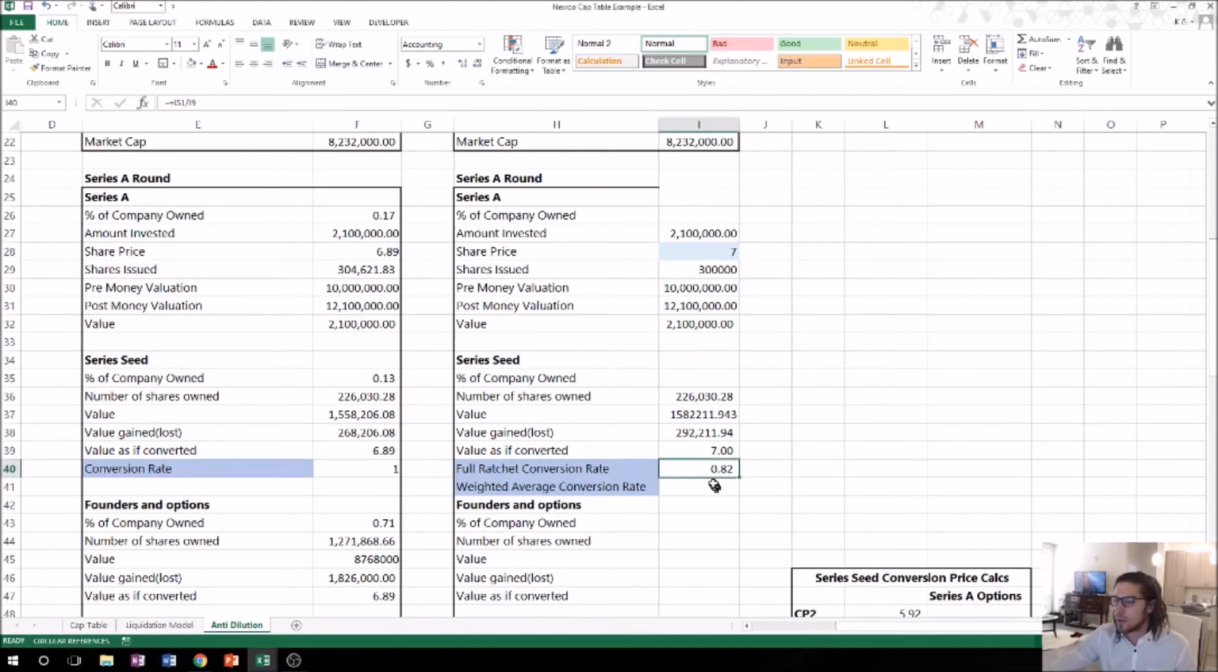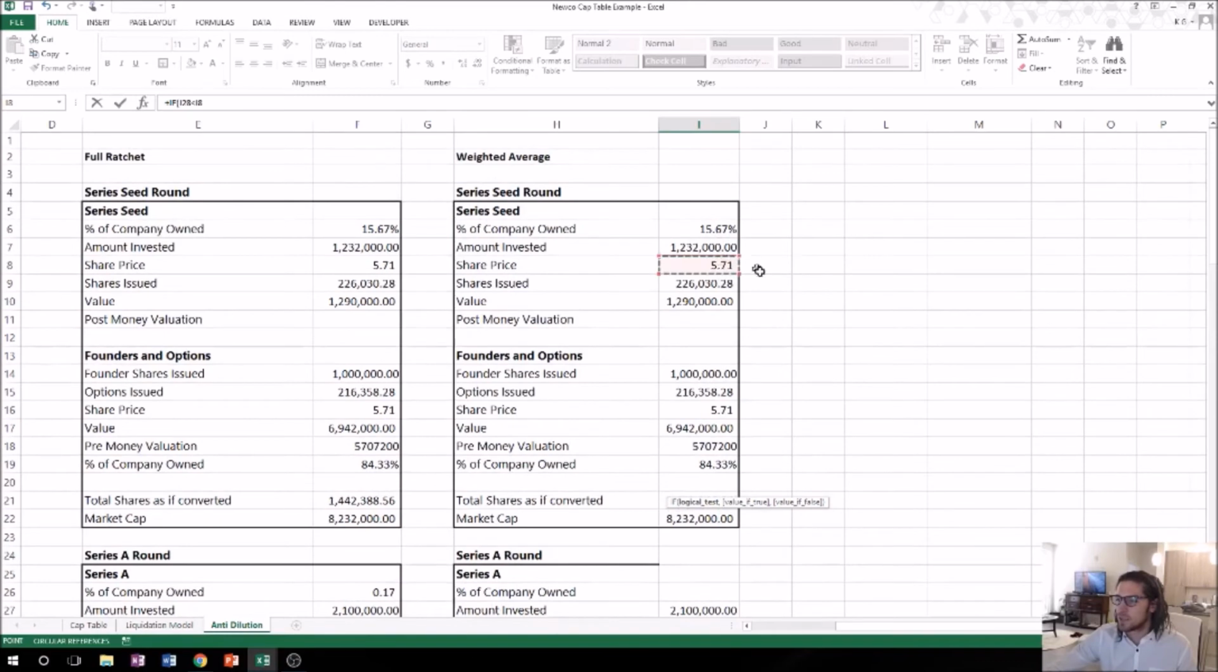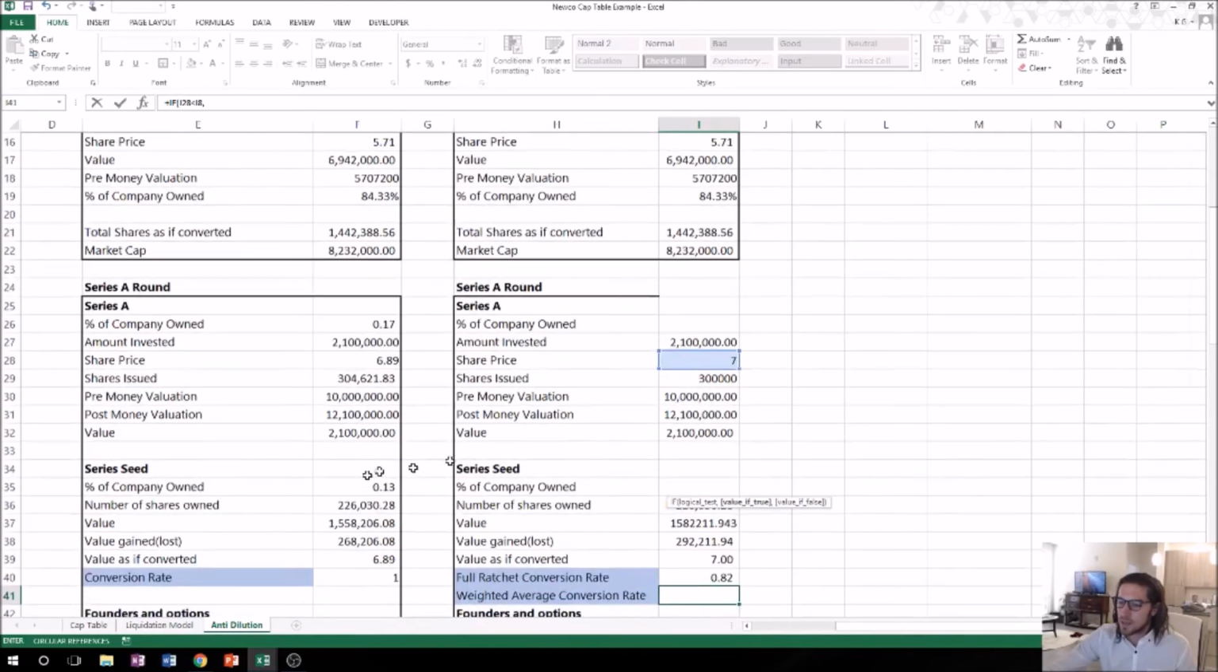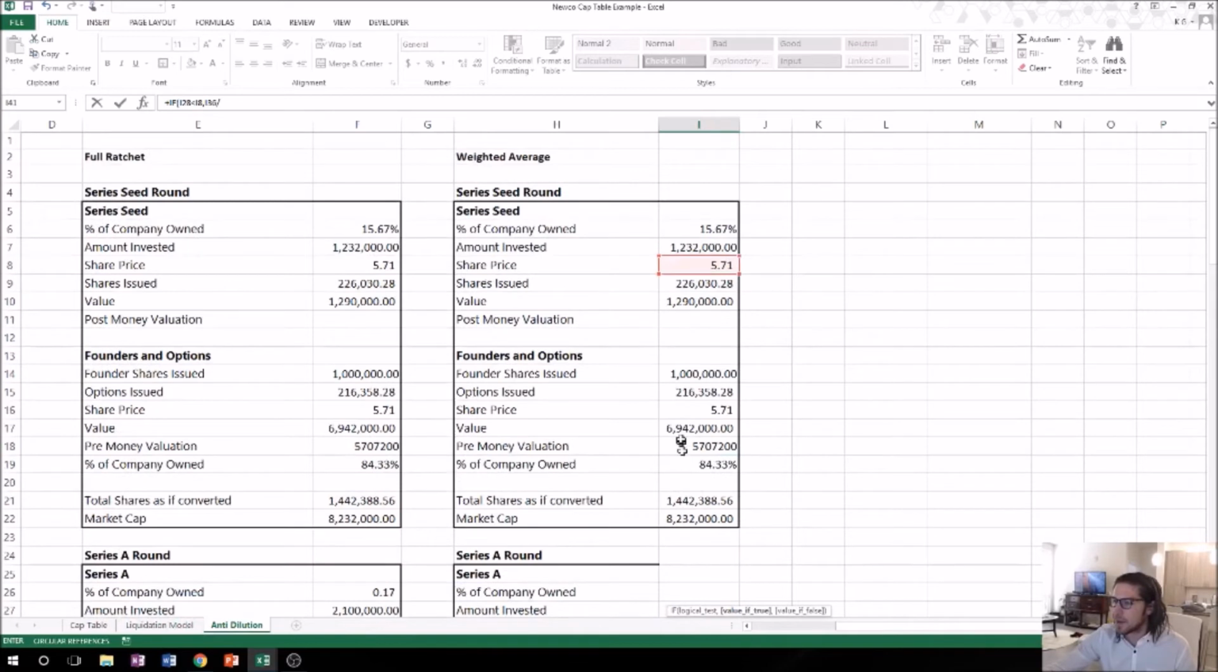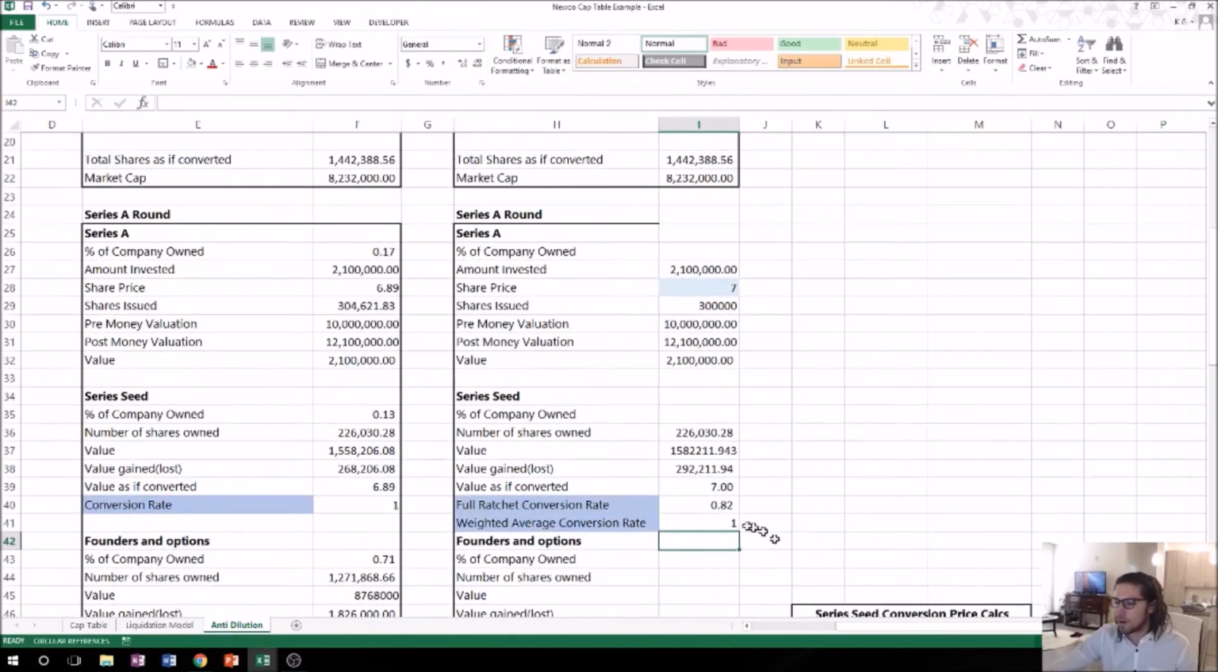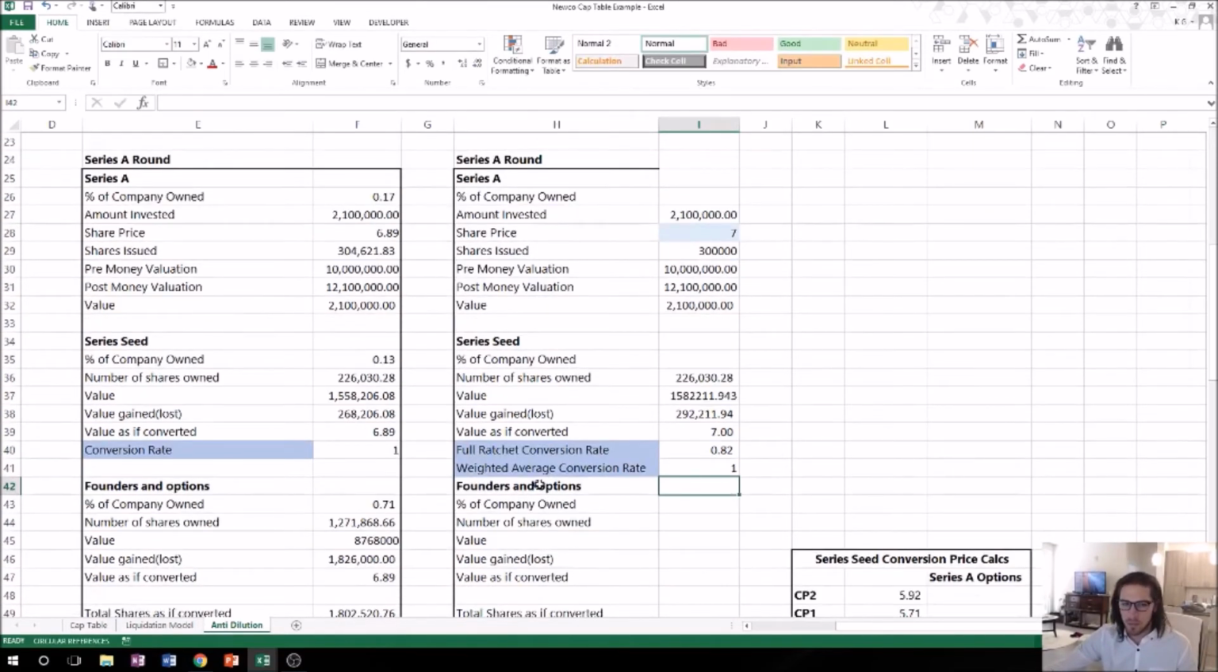And now we'll do the weighted average conversion rate, which is where we'll put the if statement. So we'll say if the share price in the current round is less than the share price in the round in which they were issued, or the original share price, then take the number of shares owned and divide it by the original shares issued. Otherwise, just give us 1. So we're going to have 1 here, which is what we expected.